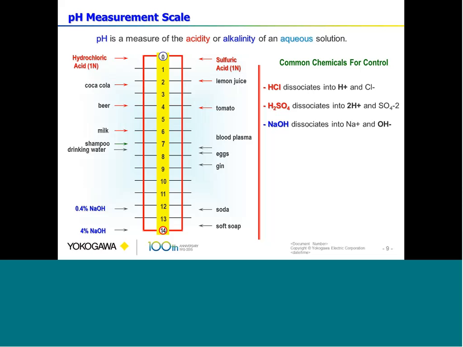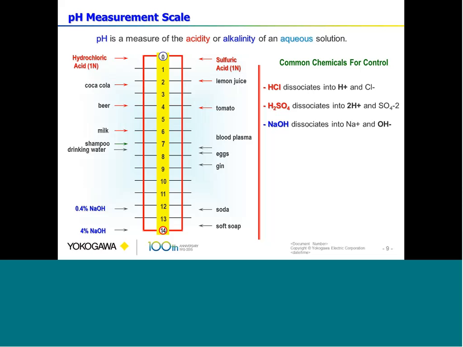And you can see on the scale here, there are several different liquids and their relative acidity or alkalinity. And I was wondering if you mixed one beer with one gin, would that neutralize?